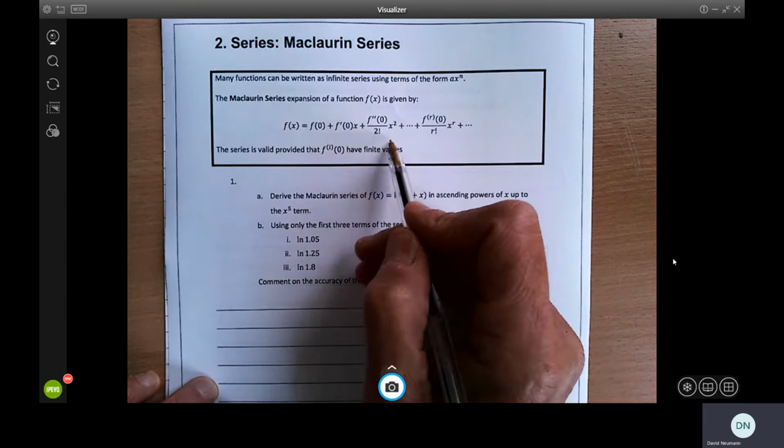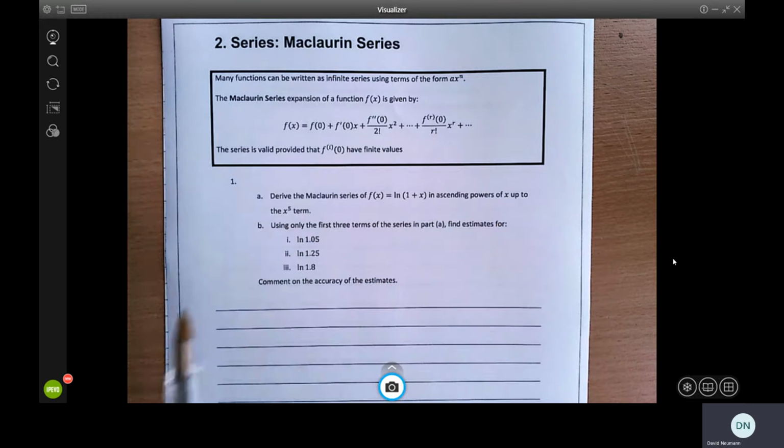Now this formula is in your formula book. We're not going to go through the derivation of it, but there is a derivation or a proof of that formula in the textbook. It's example 7 on page 40, and I think, if you have time, it is valuable to look at that.